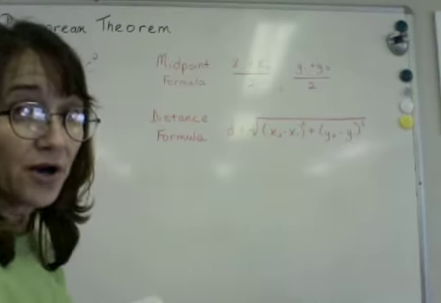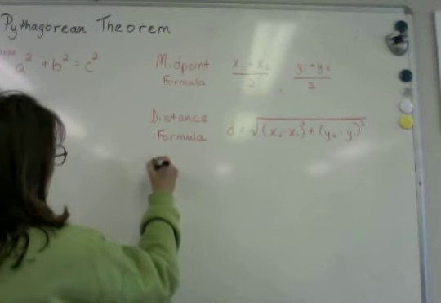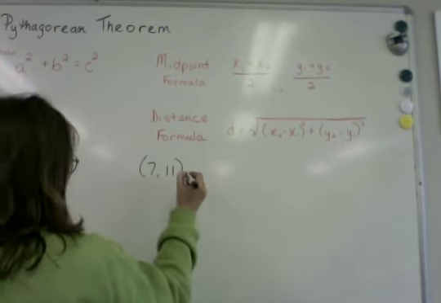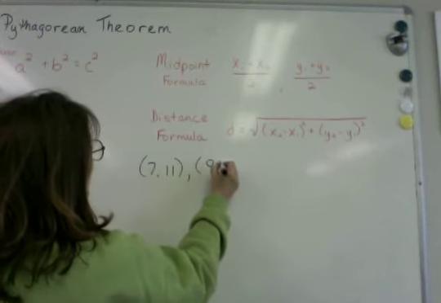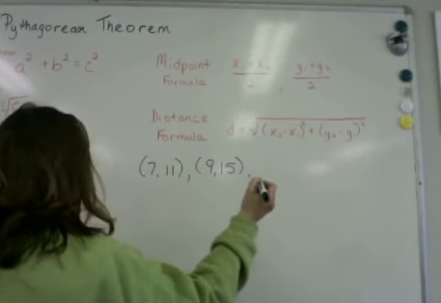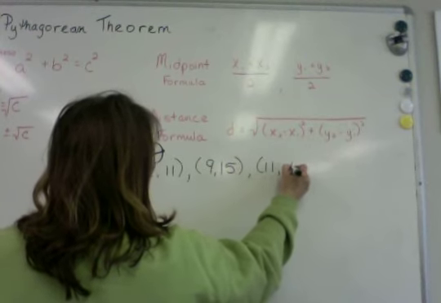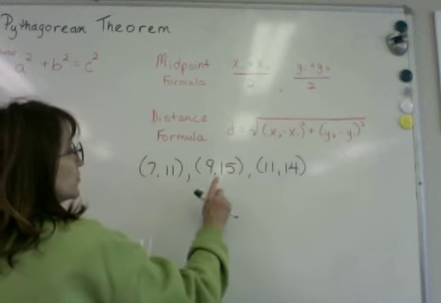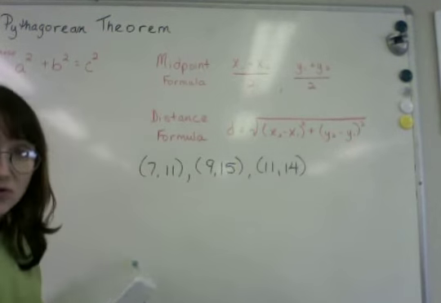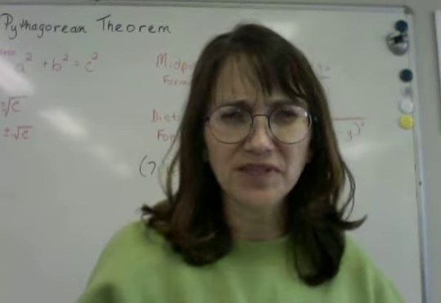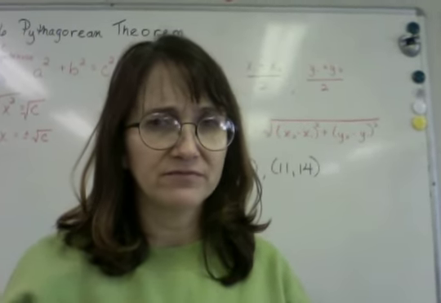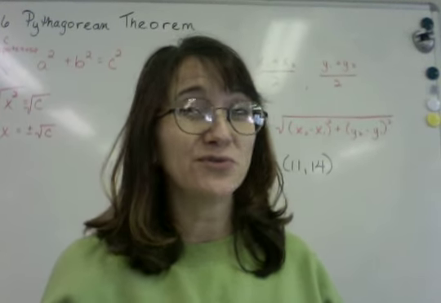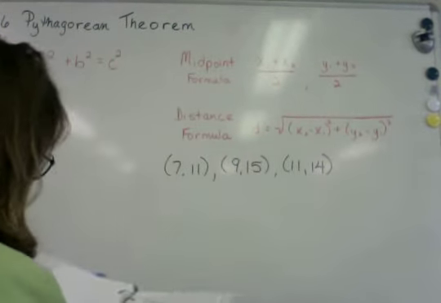So, here are my 3 points. One of them is at 7 and 11. I have 9 and 15. And I have 11 and 14. We're going to use this 3 times in order to figure out the sides of the triangle, because we have 3 sides to a triangle. If you end up with 4, you don't have a triangle, you have a square or a rectangle. Or what's the other thing called? A rhombus?